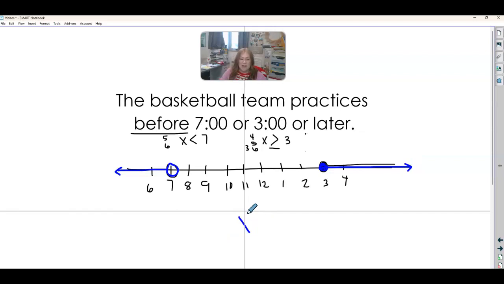So now we need to just match our inequality here. So this one's pretty easy. We're just going to bring it down. X has to be greater than or equal to 3. And this one, we just want to flip the whole thing. The smaller side should be pointing to the X, and the 7 is open to the big side. So just read it backwards. X is less than 7. X is greater than or equal to 3. So they can practice then, and they can practice then, nothing in between.